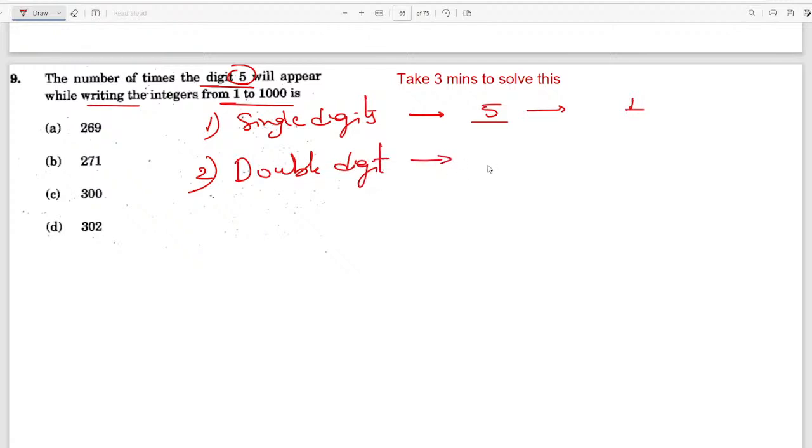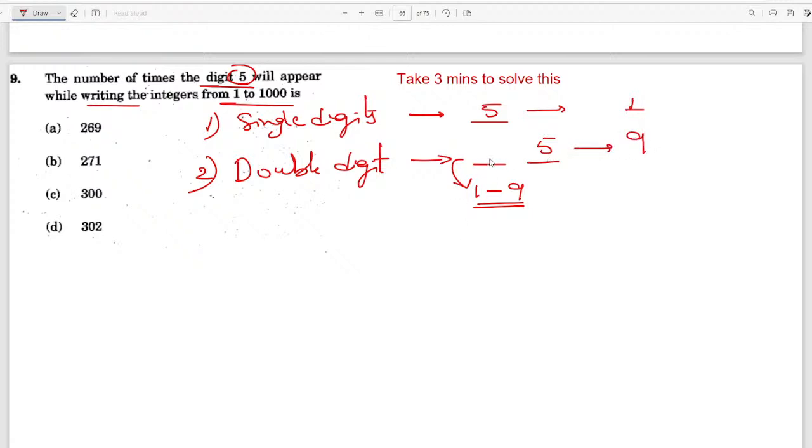In double digit numbers, there is this space and this space, two spaces. So if I keep 5 in the units place, here there can be 9 digits. That is, 0 cannot come here, because if 0 comes, that will become a single digit number. So here in this place, there can be 9 numbers from 1 to 9. So this will be 9 numbers.